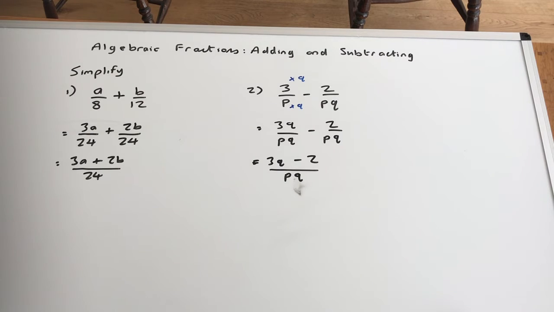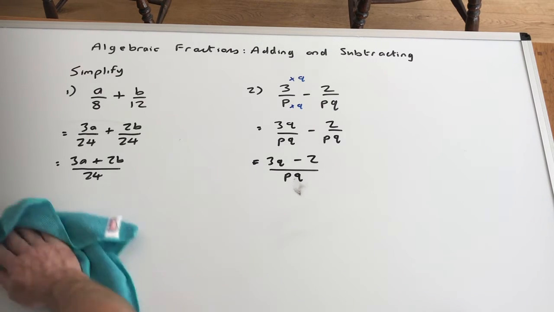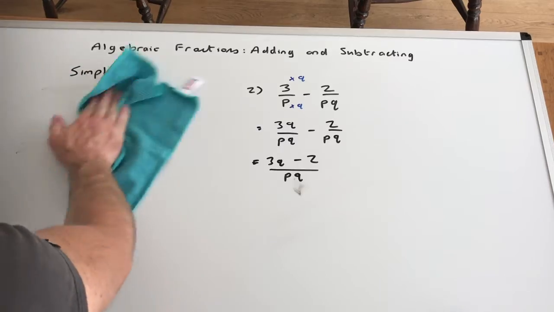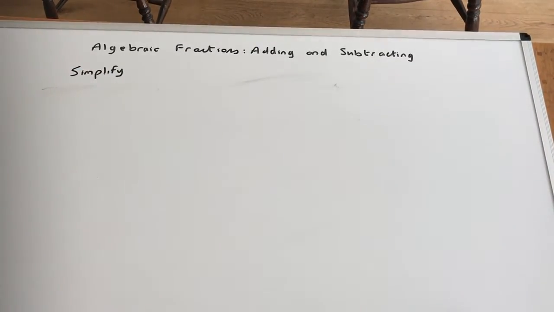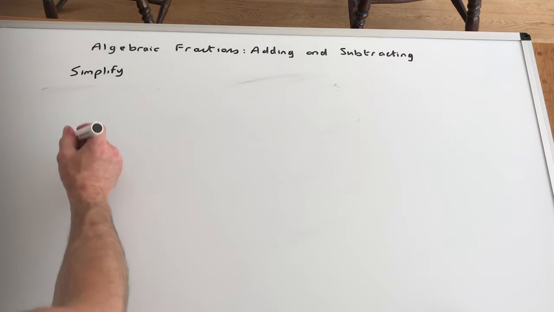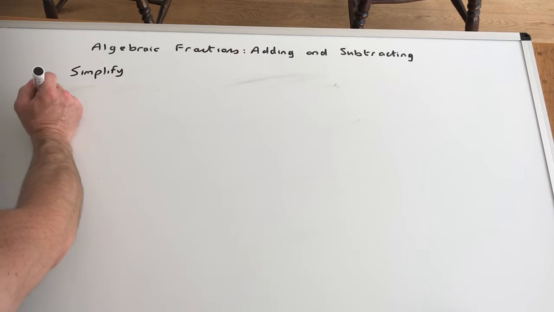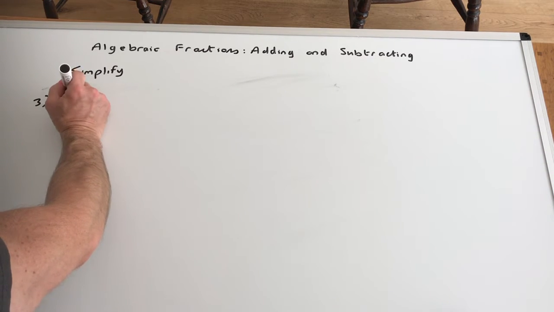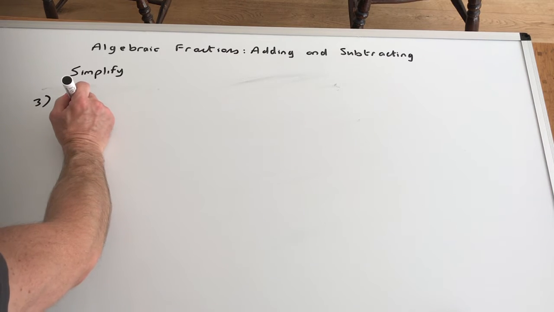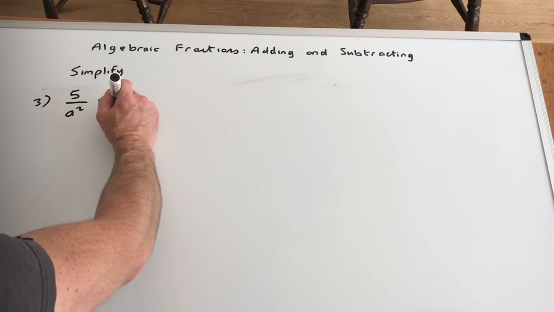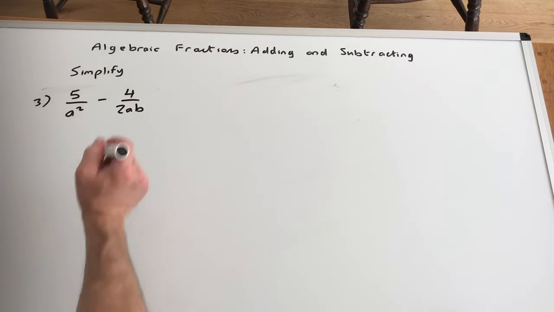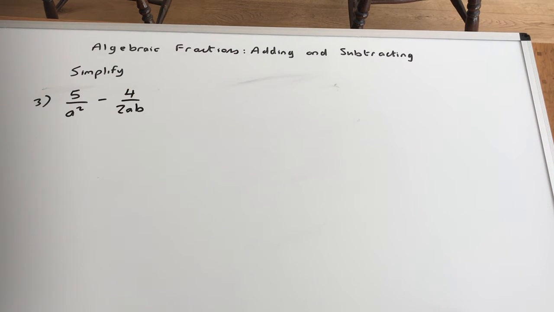So let's do a couple of slightly harder examples. These are kind of introductory examples, but the next pair will be a little bit harder. So let's say that I wanted to simplify this time. We'll call this question 3: 5 divided by a squared, minus 4 divided by 2 times a times b.